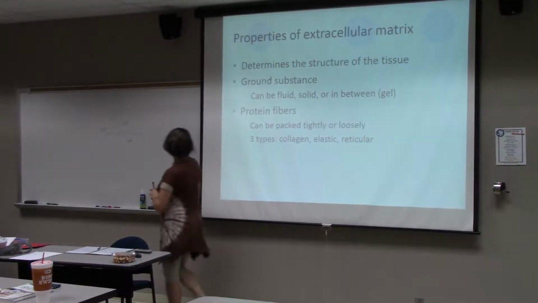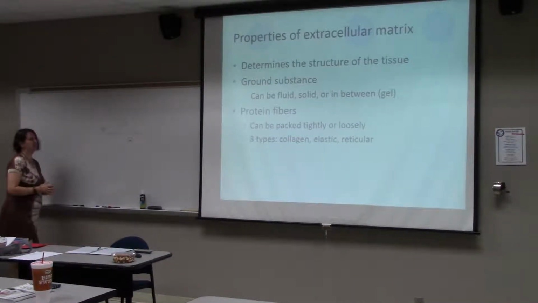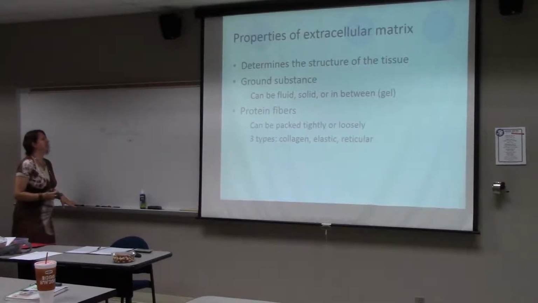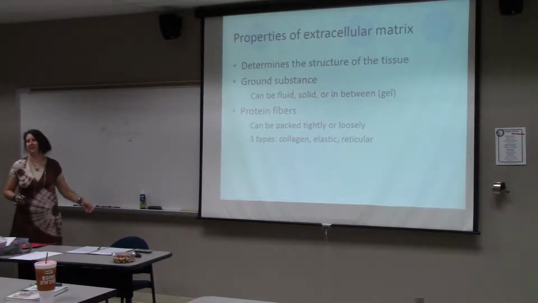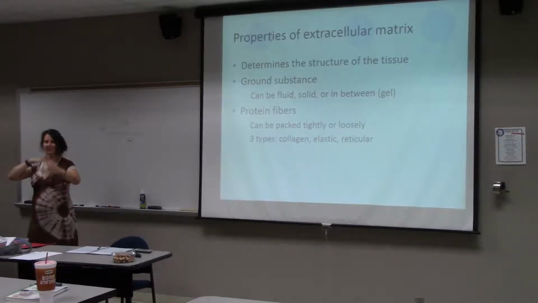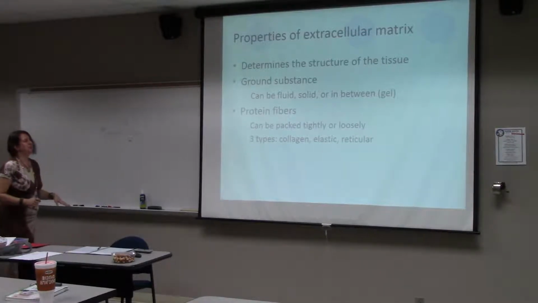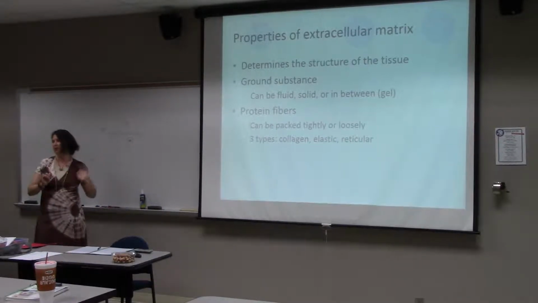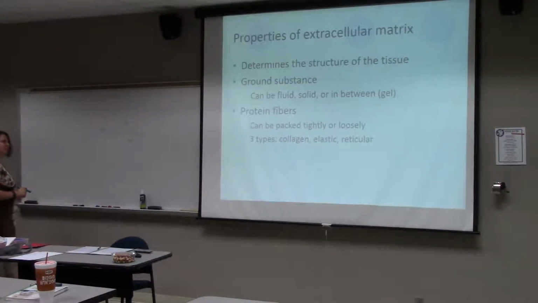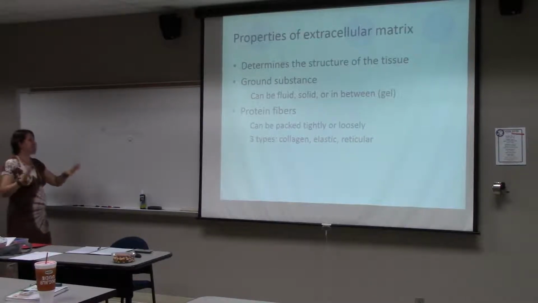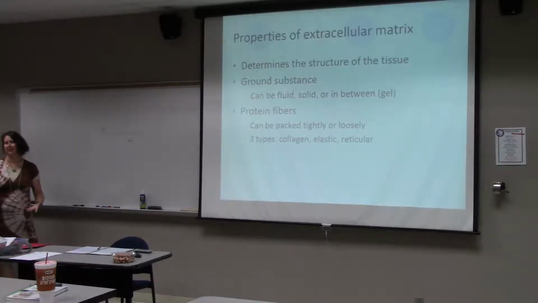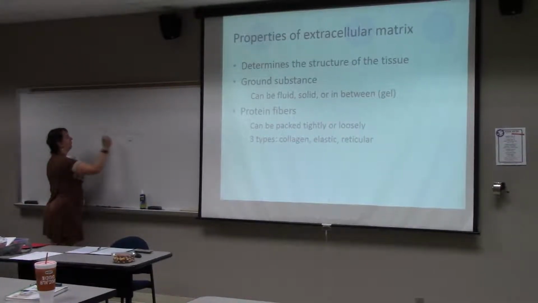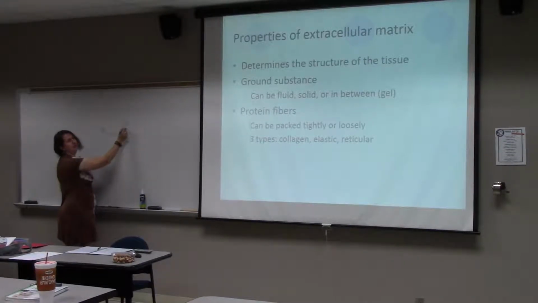Connective tissue structure is determined by the extracellular matrix rather than the cells. The matrix is made up of a ground substance, which is just the stuff that it's all in. Most of the time, that's a gel, but it can be all the way to fluid or all the way to solid in special cases. And then spread through the ground substance in most connective tissues are the protein fibers. There's a few different kinds that we'll talk about next.